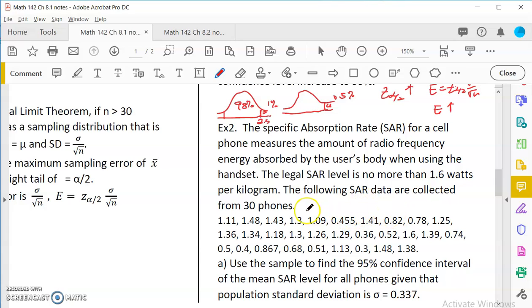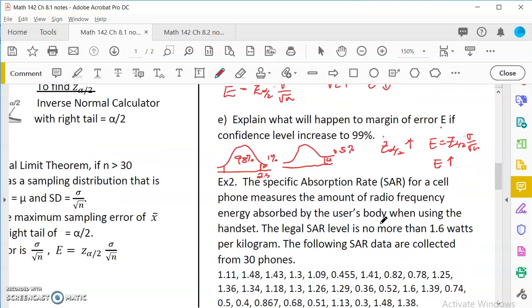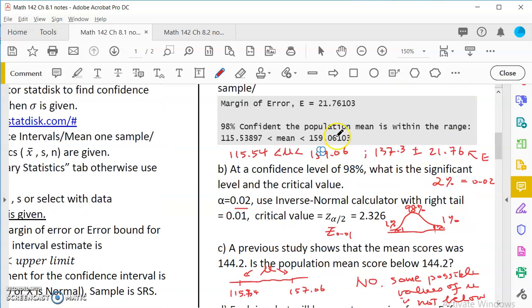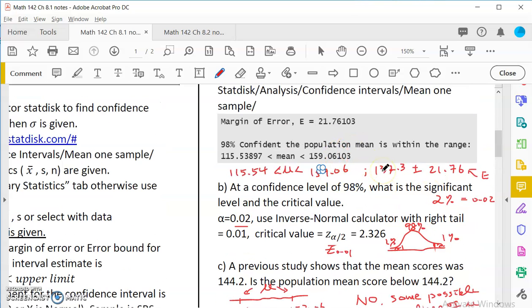You did collect a sample, but you only have the sample. You haven't entered it into statistics to find x bar and n. So you actually collect this yourself, and you actually have the raw data. The last one maybe is published by someone, right? That x bar is 137.